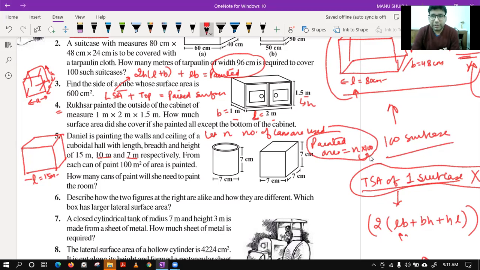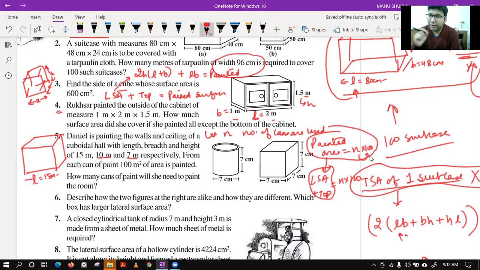Okay, so just write that. Now below painted area, we can write LSA plus top is equal to n into 100. Then finally, you will find the LSA of the hall plus the top area, and then you will divide by 100. That's it. But as I've told you, I prefer solving the complete equation at once. Some people have this strategy of finding the area of the hall first. If you are comfortable that way, you can do that also.